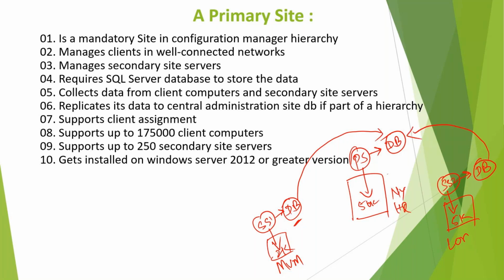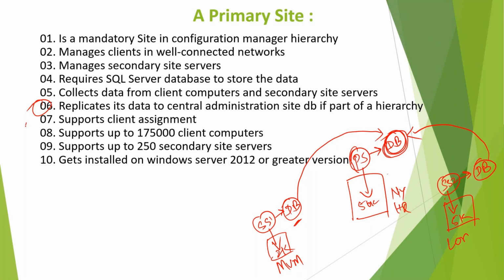Now, the primary database is also going to replicate the data to central in case central is there. If central is not there, then this point is not valid. So point number 6 is valid only when you have central. Let's say a central administration site is there. Central also has a database. So whatever data primary collected, it's going to pass on to the central. But this is on condition. If central does not exist, then primary will not replicate data anywhere. It will keep the data on its own, right?